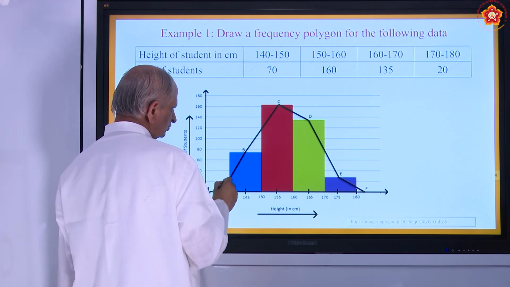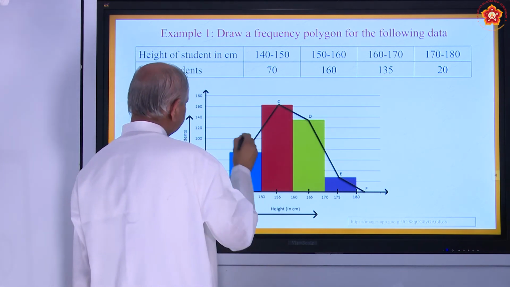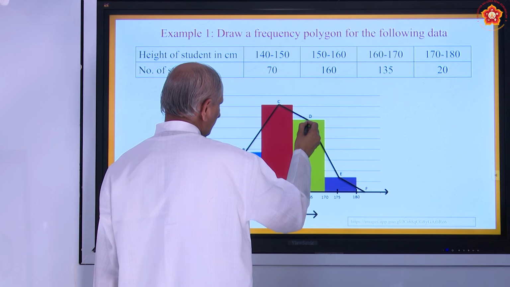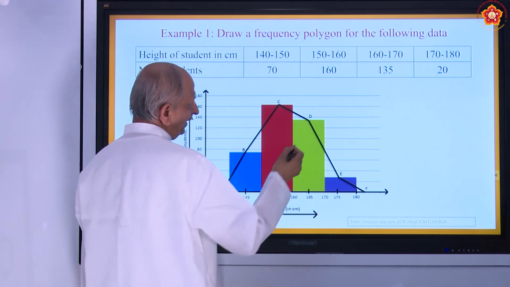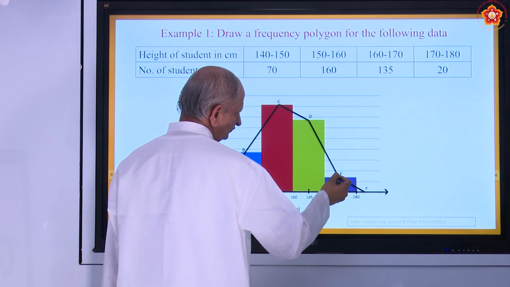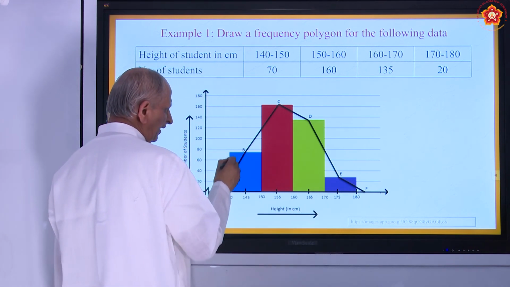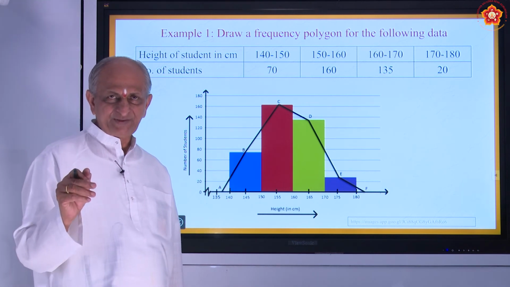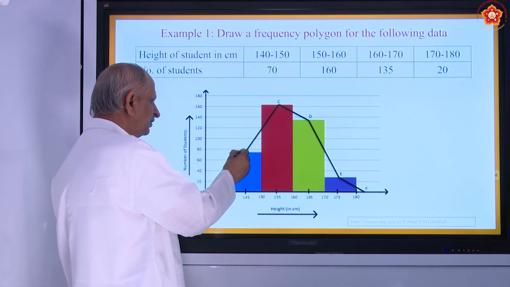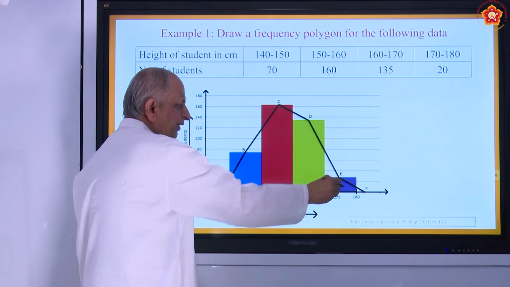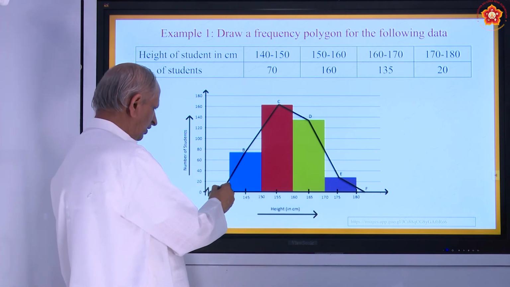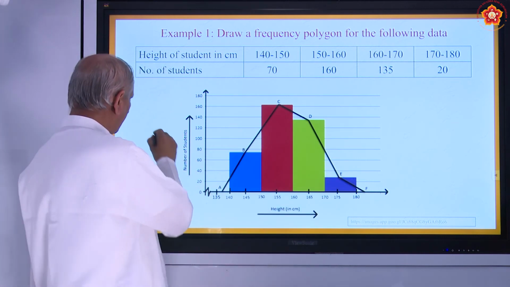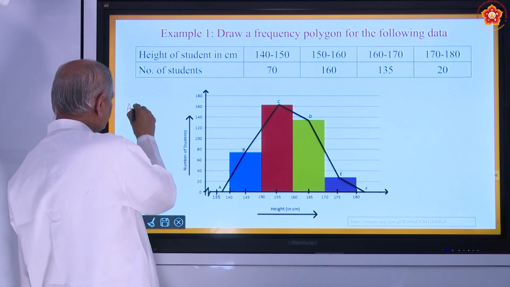Then you have 160. 160 is here. Then here 135, the midpoint. Then you have 20. This is 20. So like that all midpoints are taken. It is the same histogram, but here the difference is you are taking the midpoints of the rectangles and they are to be joined. Now you get a beautiful figure called A, B, C, D, E, F. This figure A, B, C, D, E, F.